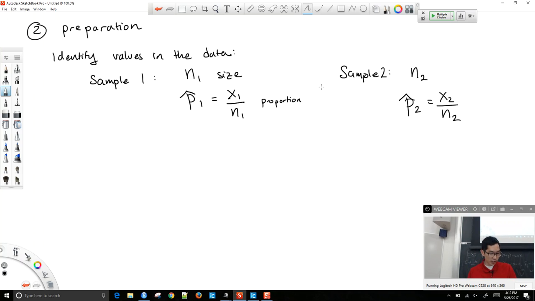Once you've identified the values in the data, the other part of preparation is to select your significance level. Perhaps the problem will tell you what significance level to use. Identify the significance level.